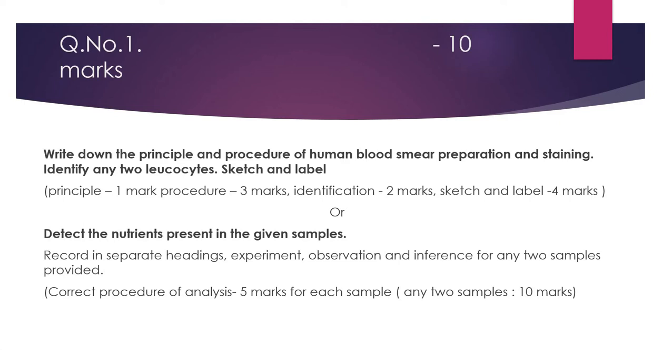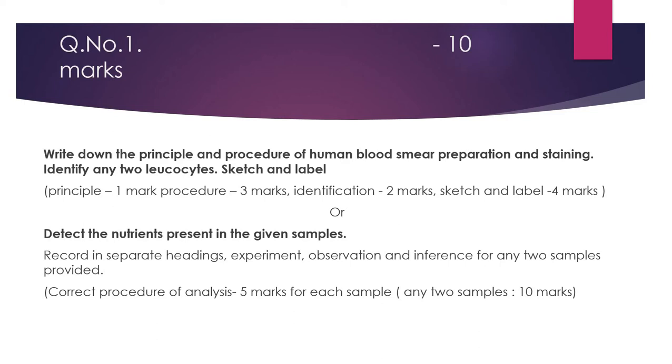Question number 1 carries 10 marks. Either one of the following 2 questions will be asked for a batch. If you get human blood smear preparation, you have to write down the principle, procedure, and you have to identify any 2 leukocytes and sketch and label them. You'll get 1 mark for the principle and 3 marks for procedure and 2 marks for identifying 2 different leukocytes and 4 marks for correct sketching and labeling.